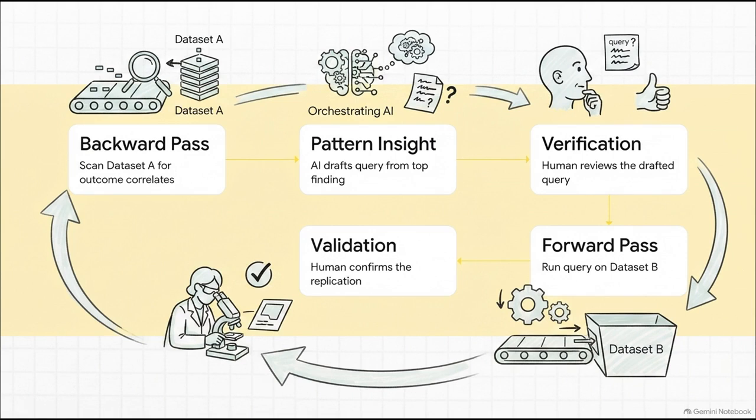Let's see how this builds across 5 specific cyclical phases. Step 1. The backward pass scans dataset A for outcome correlates. Step 2, an orchestrating AI spots a pattern and drafts a query. Step 3, a human steps in to verify it. Step 4, we take that approved query and run a forward pass on a totally different dataset, dataset B. And finally, step 5, human outcome validation.